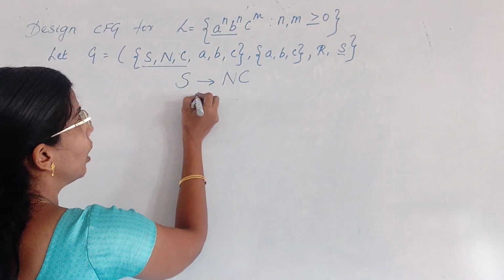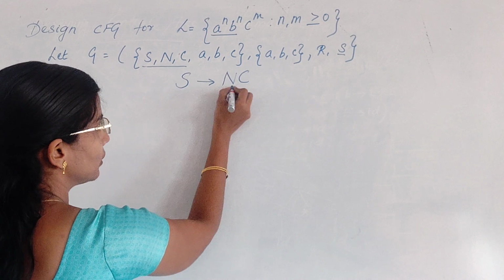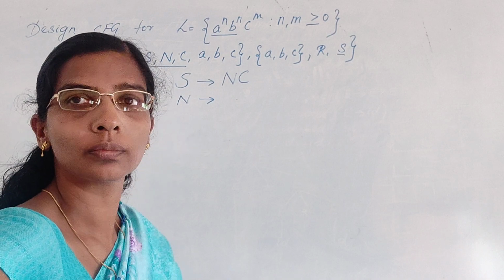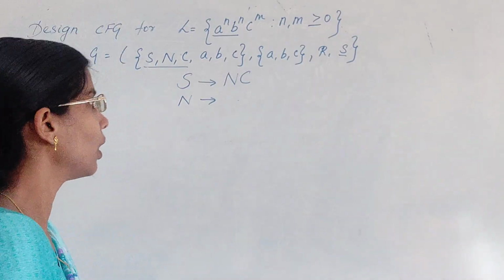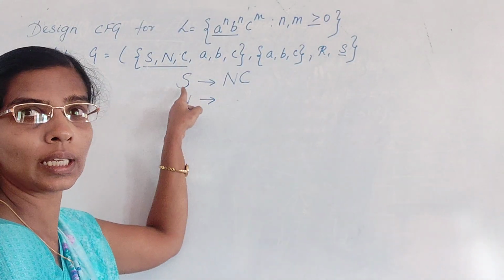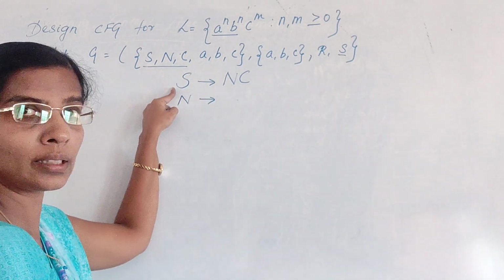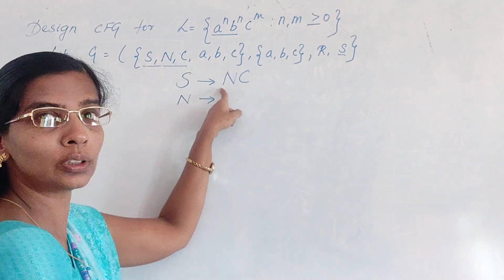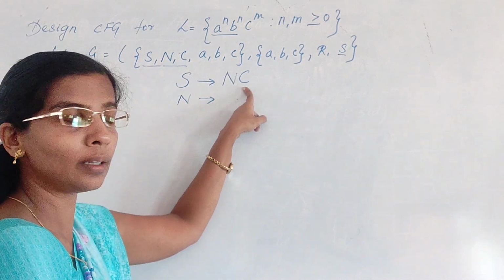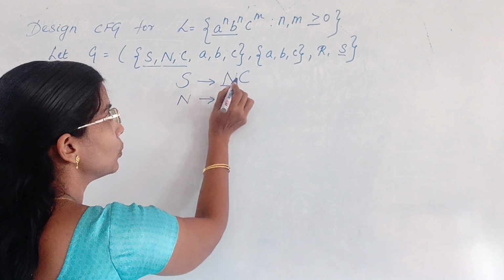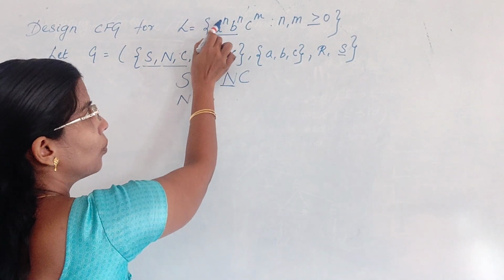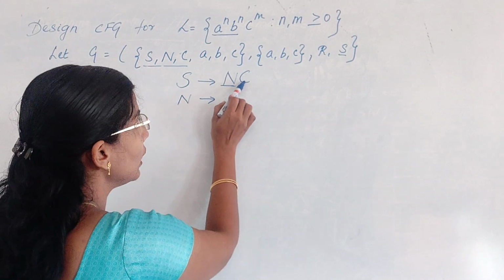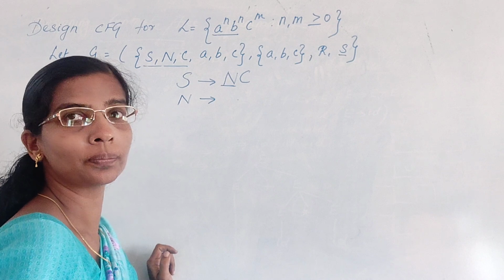So how will I write my next production? N tends to, how did I write this first production? S tends to NC, where S is your start symbol. I have two more non-terminals, and I use these two non-terminals here. This N I use for generating this A and B, where both the lengths are the same: the length of A and the length of B is the same. This C I use to generate this C.